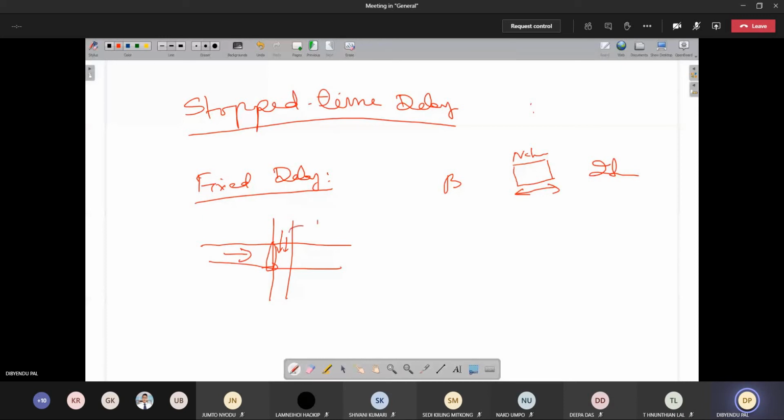So delay due to traffic signal is a fixed delay. The last part is another point.